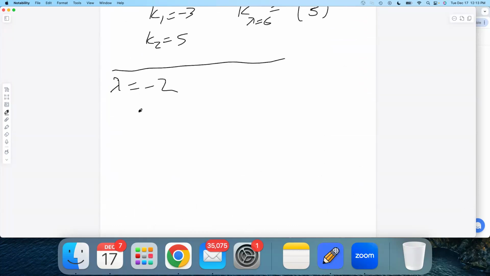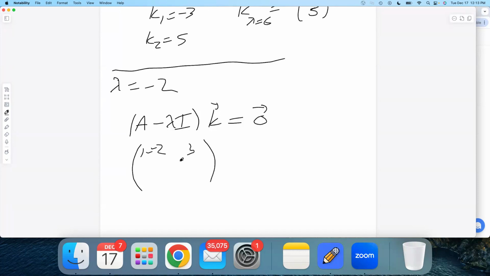And I'm going to do this the same way. I want A minus lambda I times my vector K equals some 0 vector. So A minus lambda I means take regular old A and subtract -2. I'm going to write this out in all its glory: 1 minus -2, 3, 5, 3 minus -2, times some vector here equals some 0 vector.